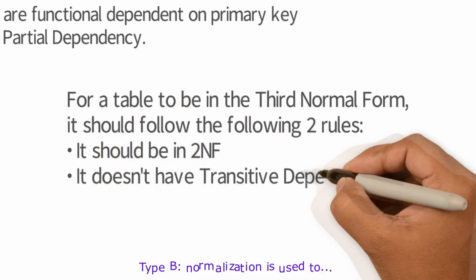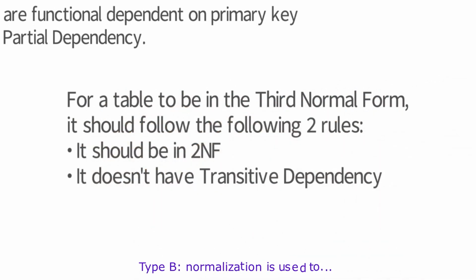For a table to be in the third normal form, it should follow the following two rules. It should be in the second normal form and it doesn't have transitive dependency.